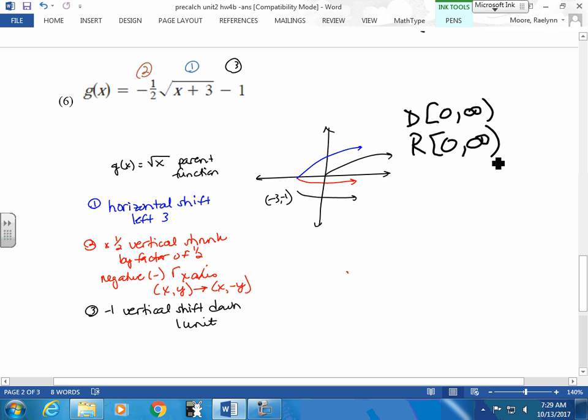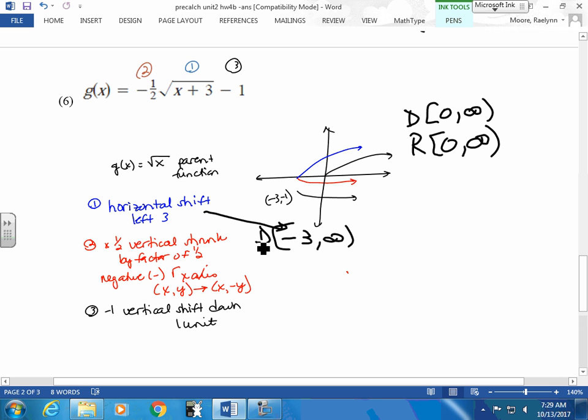Okay, so I shift left 3 units. What does this affect right here? The domain. So what does my domain become now? I'm moving left. Negative 3 to infinity. Keep track of what's changing.